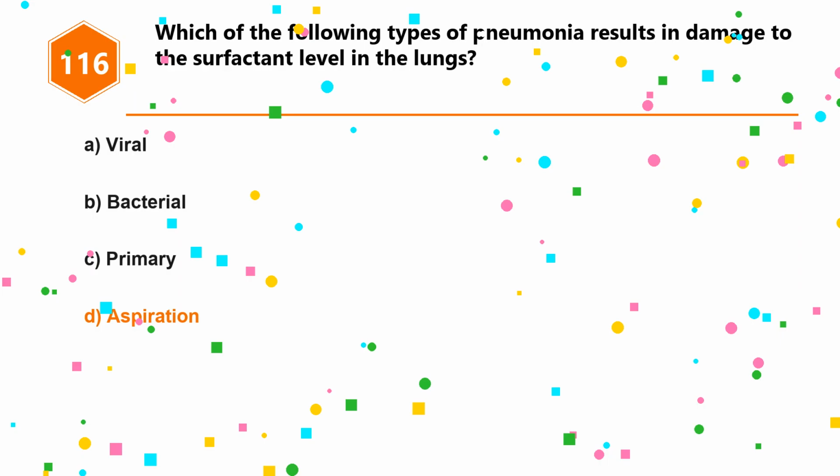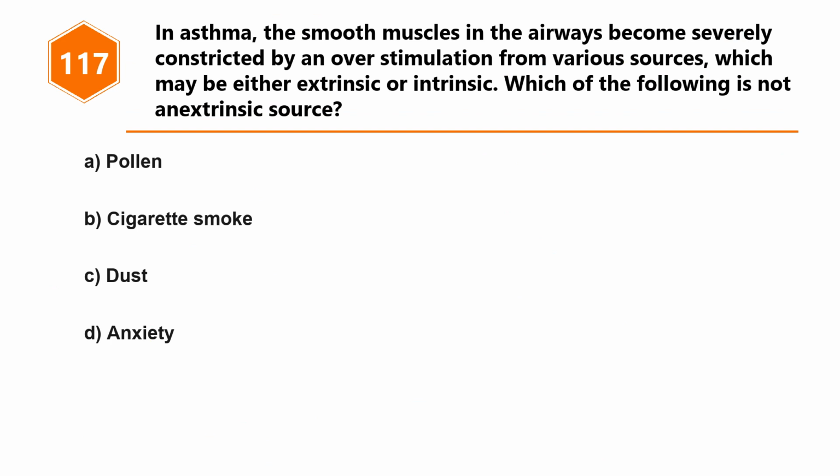The correct answer is option D. Aspiration. Question 117. In asthma, the smooth muscles in the airways become severely constricted by an overstimulation from various sources, which may be either extrinsic or intrinsic. Which of the following is not an extrinsic source? Option A. Pollen. Option B. Cigarette smoke. Option C. Dust. Option D. Anxiety.